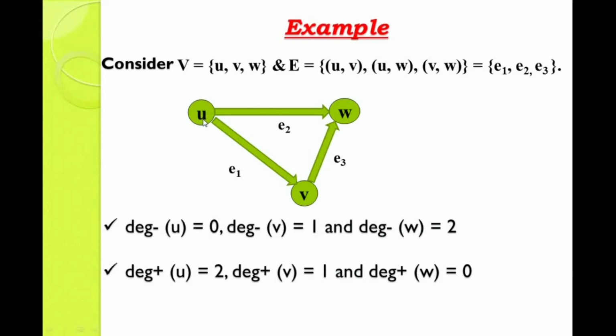Go to the first vertex, u. How many edges are leaving from this particular vertex? Here you see vertex u. These two edges are leaving from this vertex, therefore degree plus of u equals 2. Okay, coming to vertex v, how many edges are leaving from vertex v? Only one edge is leaving, so degree plus of v equals 1. How many edges are leaving from vertex w? There is no edge leaving from this vertex, so degree plus of w equals 0. Okay, so this is the way we find the in degree and out degree of a given graph.